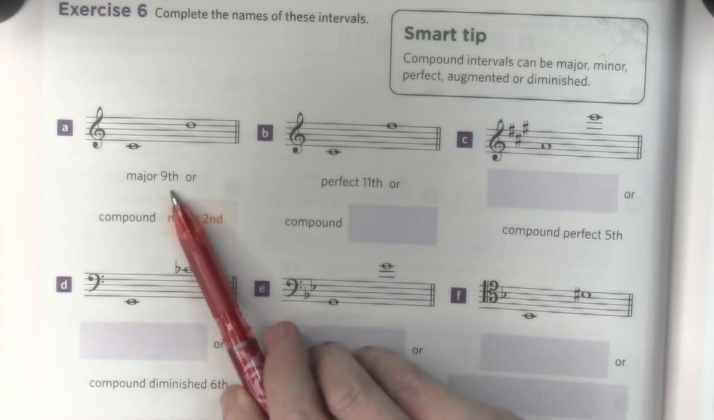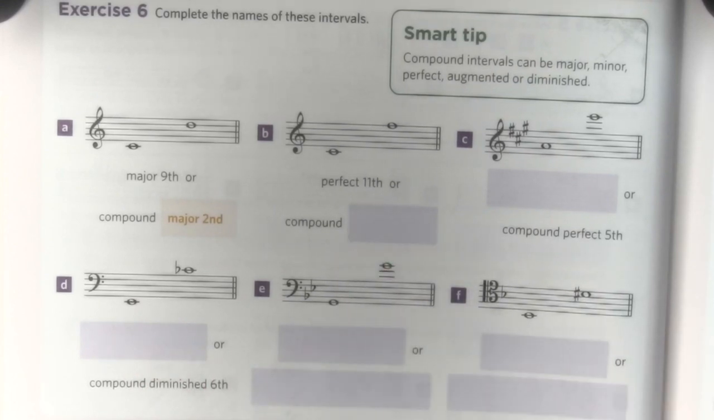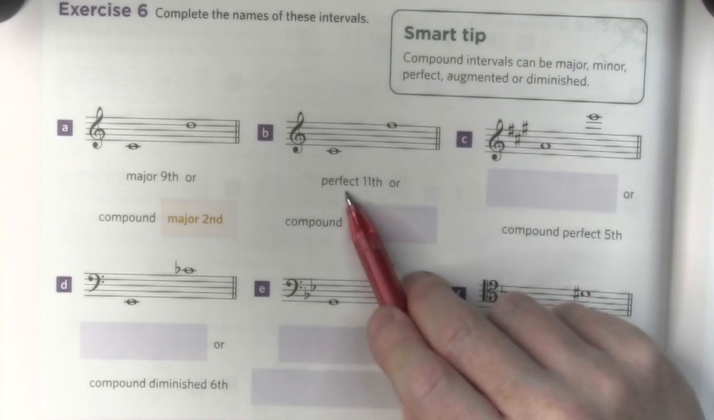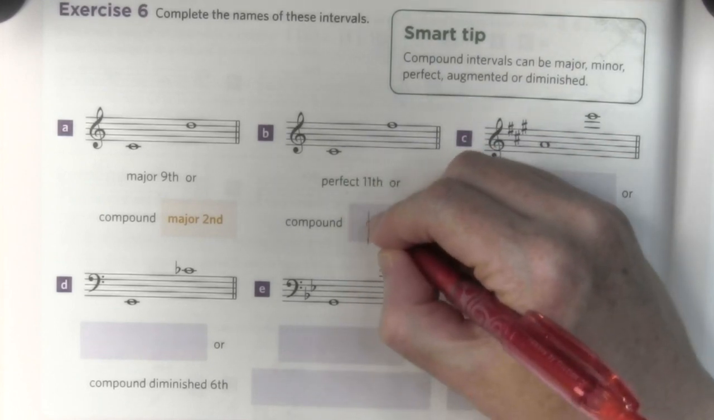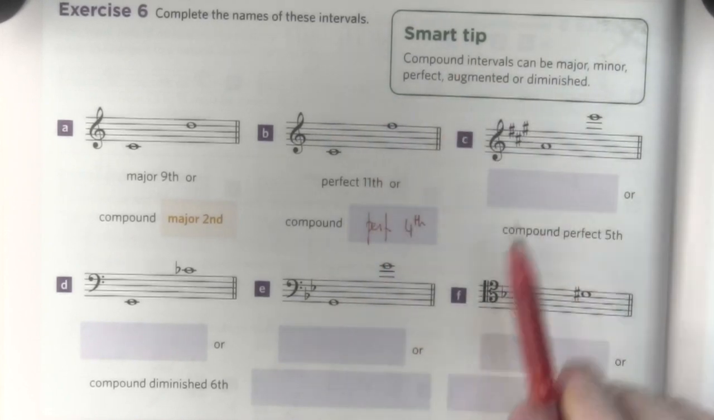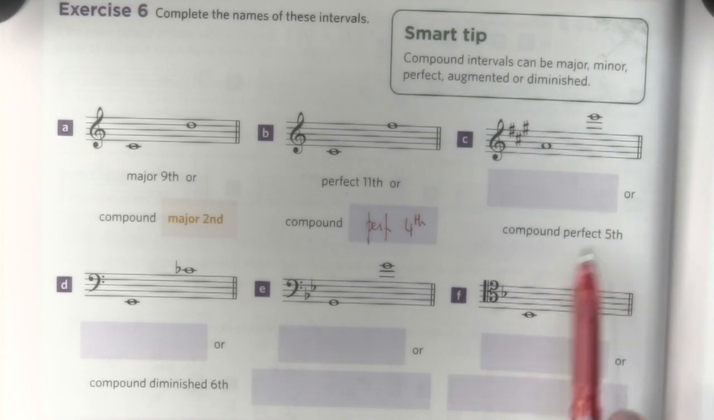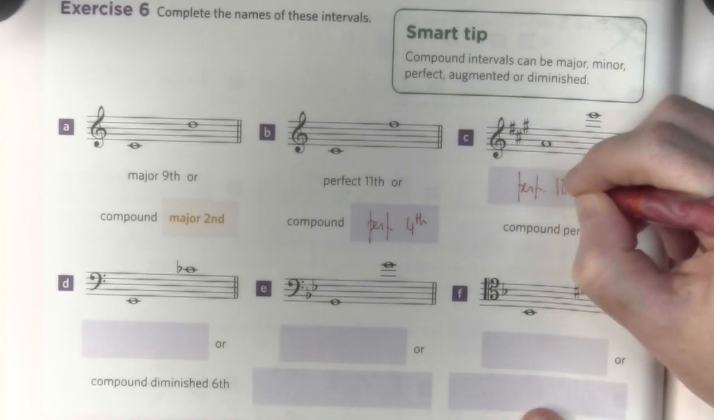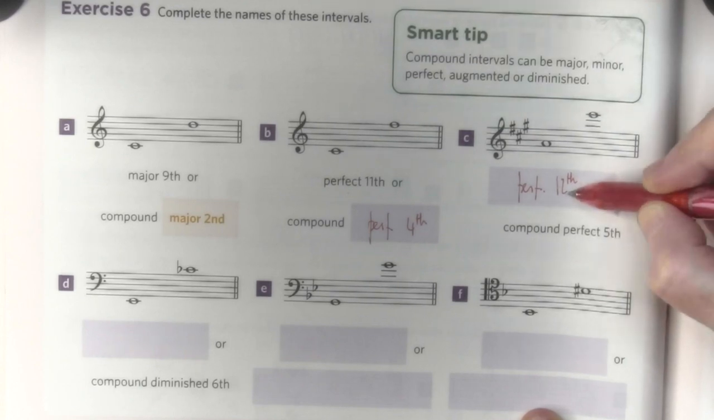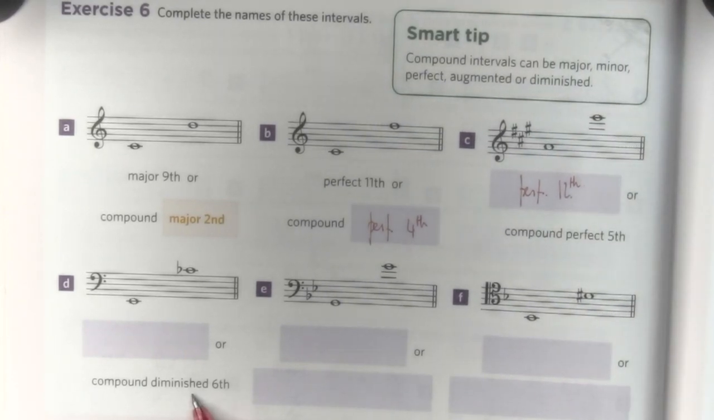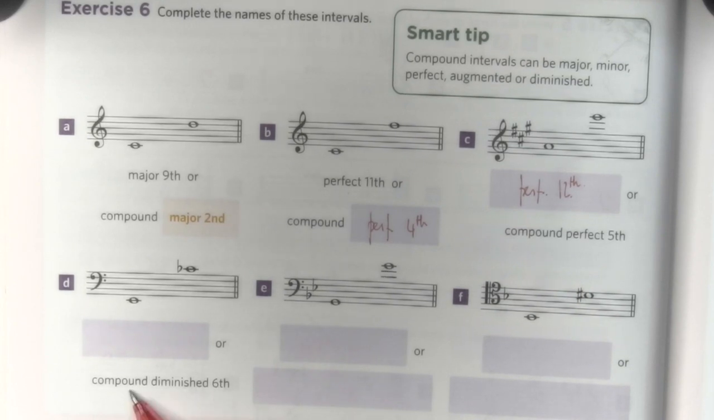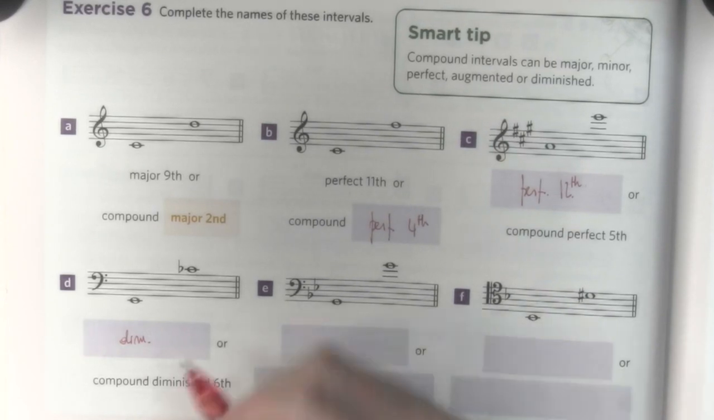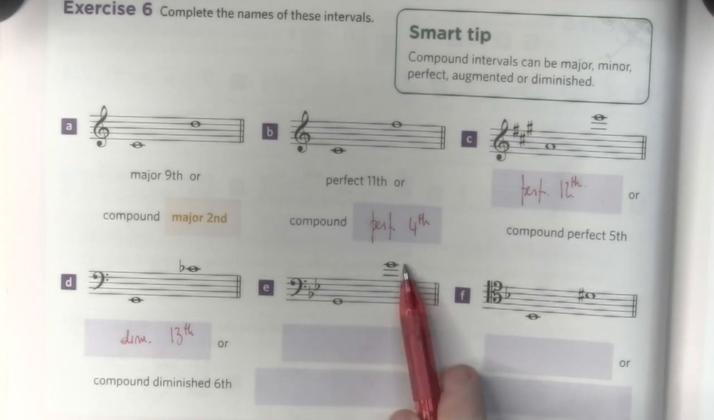So 7 plus 2 equals 9. So a perfect 11th will be 4 plus 7. So it's a compound perfect fourth. I don't even have to count. A compound perfect fifth is 5 plus 7, a perfect 12th, because 5 plus 7 equals 12. Now, a compound diminished sixth is also called a diminished 13th, and then 6 plus 7. Now, we need to find out the intervals in these last ones.